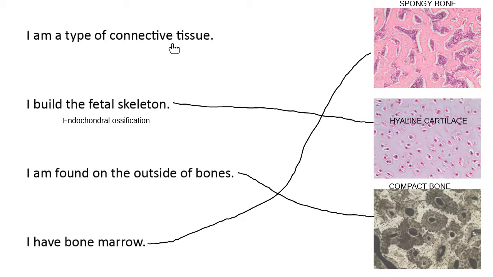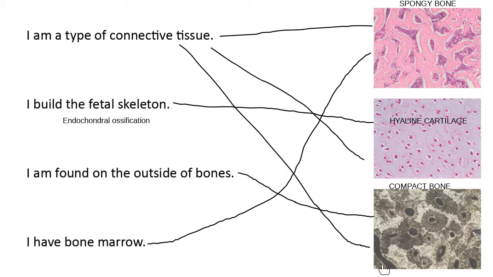So for my statement here asking which of these are connective tissues, all of these are actually connective tissues here. So my 2 types of bone tissue, compact and spongy, and my hyaline cartilage, all of those are technically connective tissue.